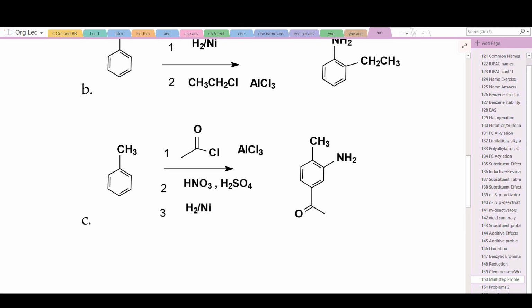So what's wrong with that? Well, it's all good except that the reduction would also reduce the carbonyl group to a methylene group as well, so it fails in the last step.